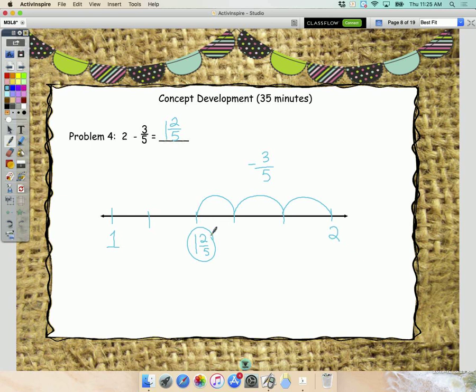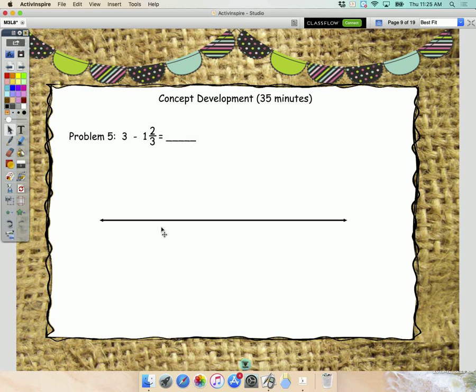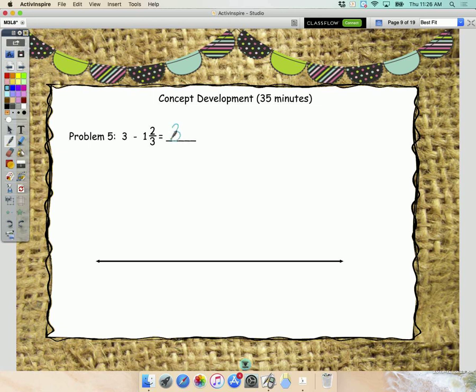So now let's try one a little more difficult. Not too bad, but it's going to challenge you a little more. Okay, I've got to break this one apart. So help me out when I break this apart, Brandon. What do I need to do? 3 minus. Right. Okay, write that down.